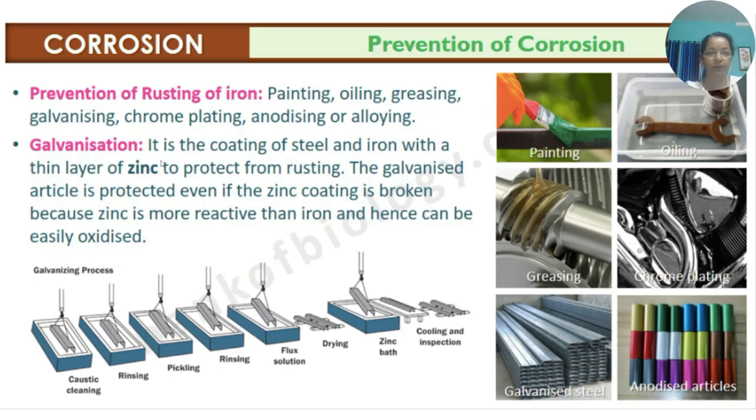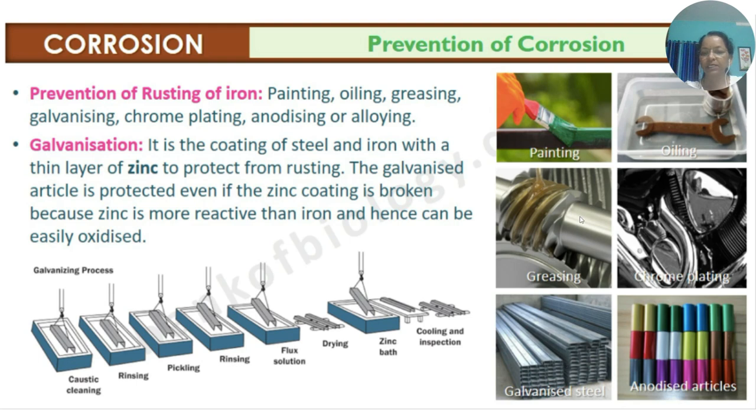Galvanization, first one. Okay, galvanization is the coating of steel and iron with a thin layer of zinc. To protect from rusting, steel and iron can be galvanized using zinc. We are doing a coating, depositing a coat of zinc over the metal. That is called galvanizing. See, this will be the galvanized steel.